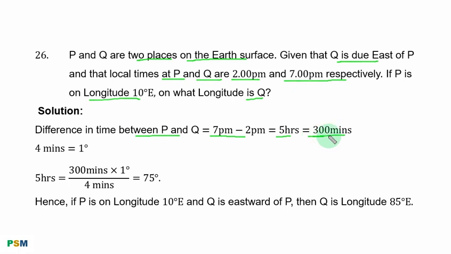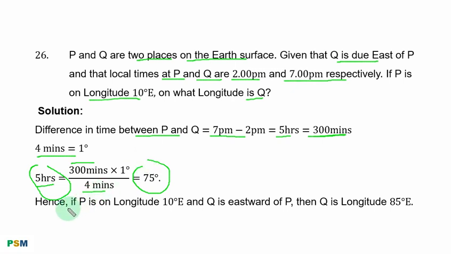So we have to convert this to angular difference for us to determine the longitude of Q. Previously, 4 minutes is equal to 1 degree. To convert 5 hours to degrees, first you convert it to minutes using 60 to multiply it. You have 300 minutes times 1 degree divided by 4 minutes, and that is 75 degrees, the angular difference between P and Q.